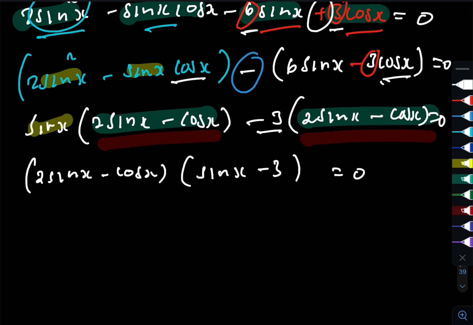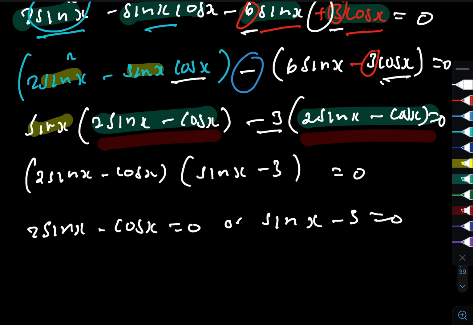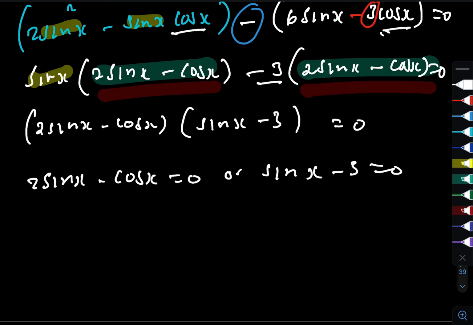So I have two factors. Each individual factor I can equate to 0. Therefore 2 sine x minus cos x equals 0. And then sine x minus 3 will equal 0. All I need to do is to solve for sine x.